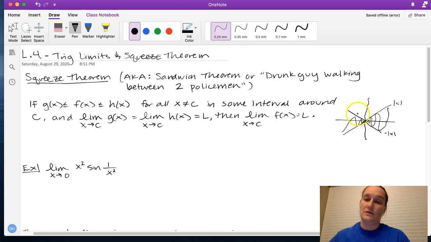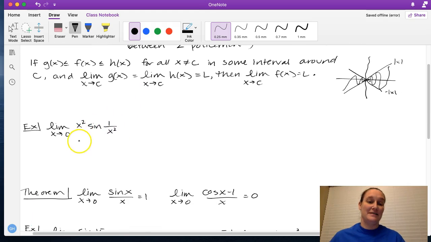You can find the limit of the absolute value of x and negative absolute value of x as x goes to 0. It obviously goes to 0. They meet at that point there. And so if those limits both are 0, then it's squeezing that other function down to 0. No matter how much it's oscillating in here, it's going to get squeezed down to 0 if it's bounded by those functions. So that's where you get the drunk guy walking between two policemen theorem, because you've got the two policemen here and the drunk guy is wandering back and forth between them, and they are herding him into a cell or a car. I thought that was funny when we graded that. Somebody had that written down.